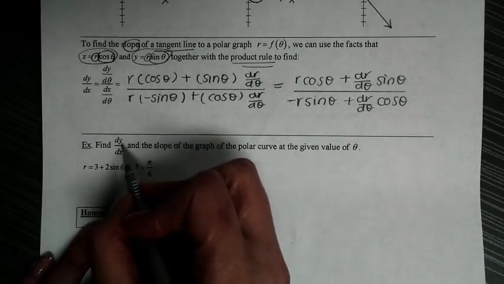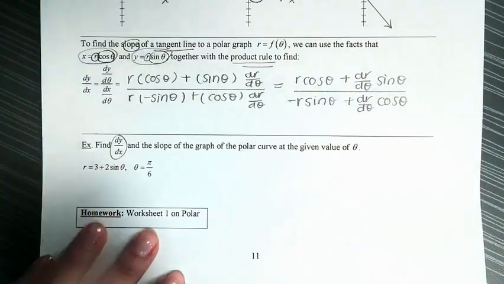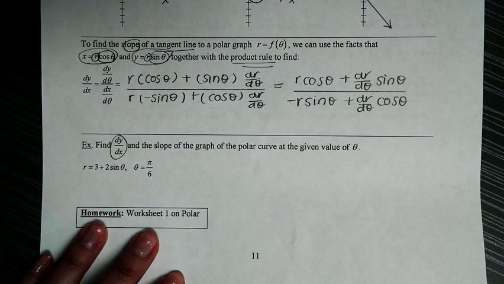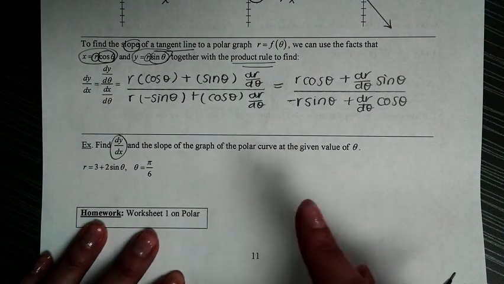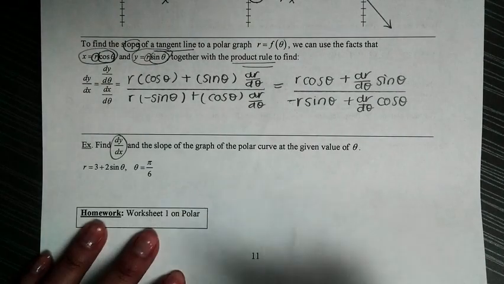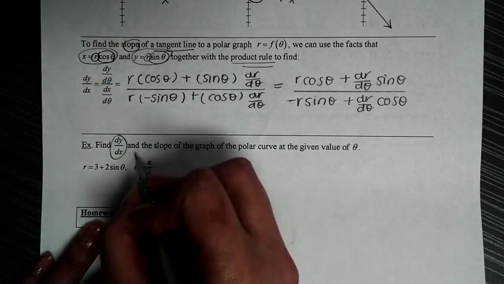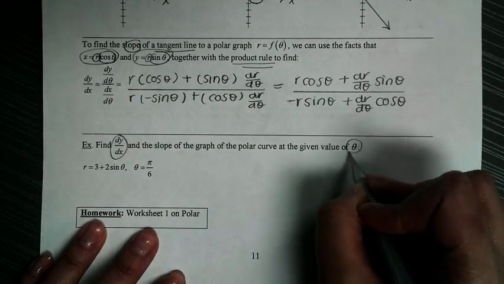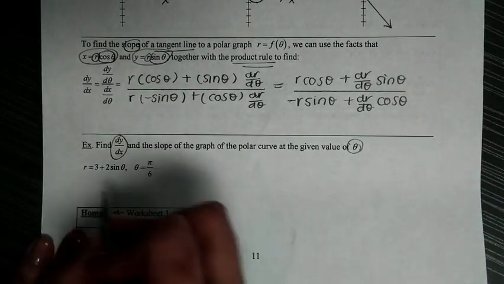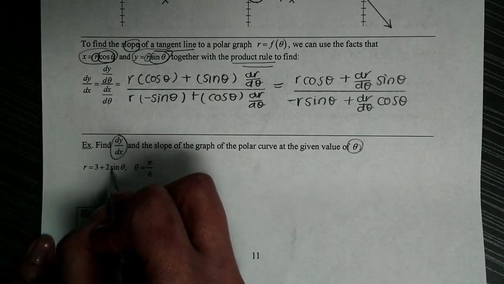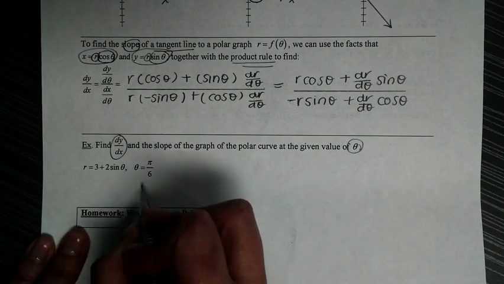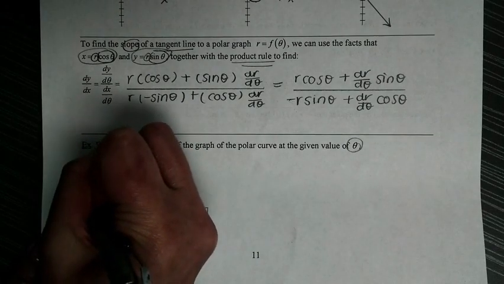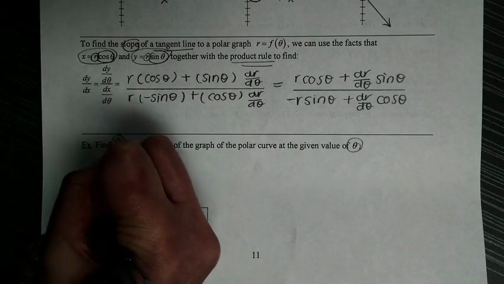Okay, so find dy dx. Please note that they are telling you dy dx. Some students freak out because they don't see thetas or they don't see x's. Don't worry, this means the derivative of a polar equation, and the slope of the graph of the polar curve at the given value of theta. So what are you going to do first? They give you that r is equal to 3 plus 2 sine of theta, and theta is equal to pi over 6. So the first thing that I would do is find my dr d theta.